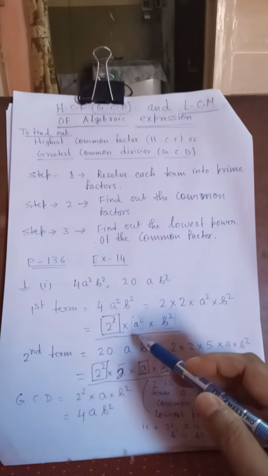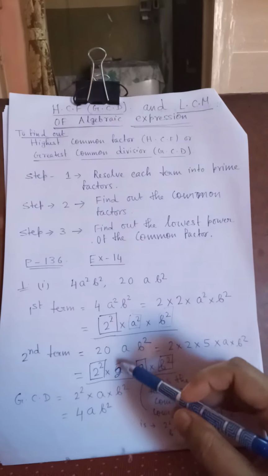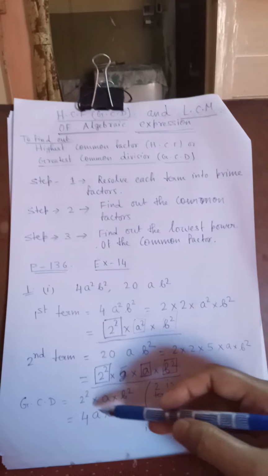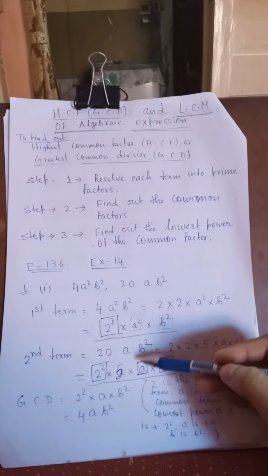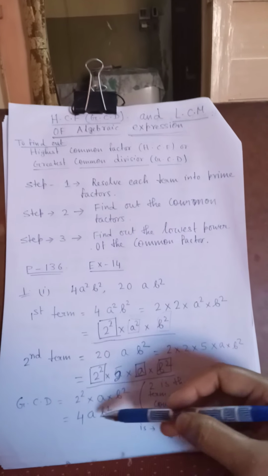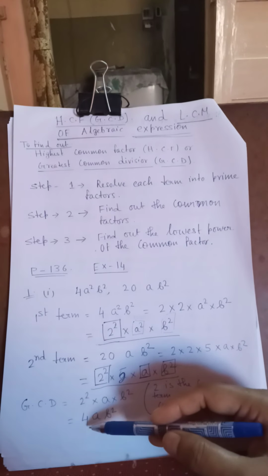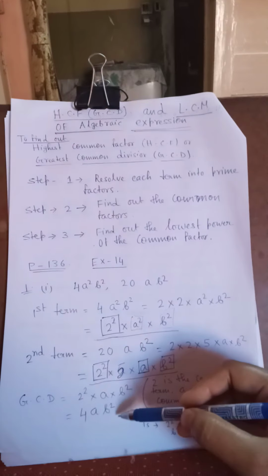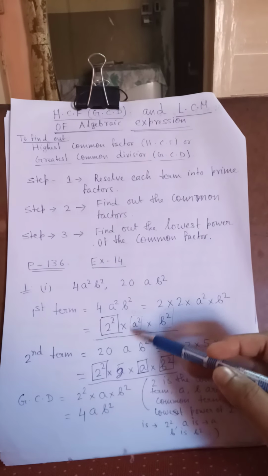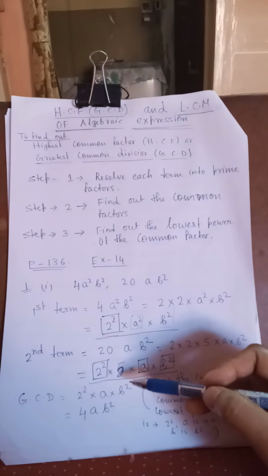So we have to find out the least power of 2. The least power of 2 is here, 2 square. The least power of A is A and the least power of B is B square. So HCF or GCD is 4AB square. So first we will find out the common terms, then the lowest power of the common terms.